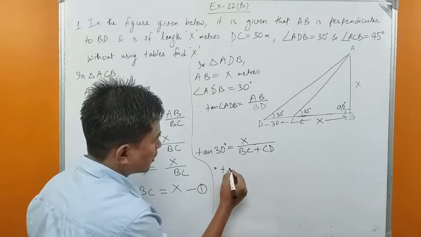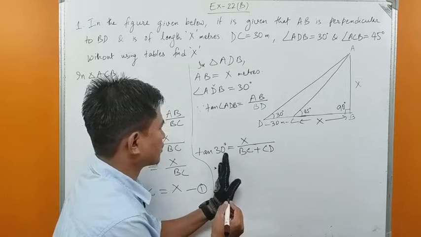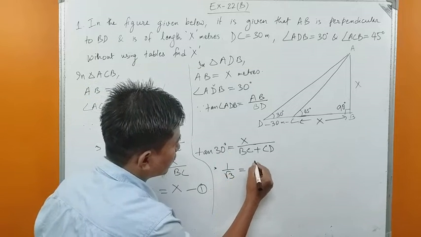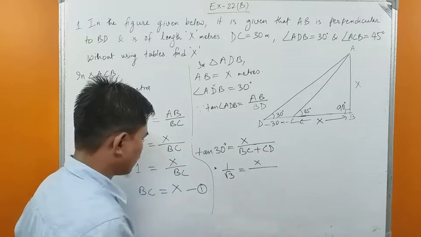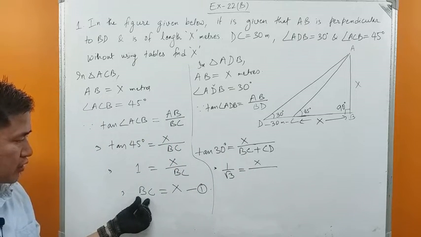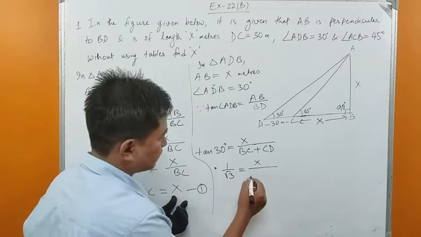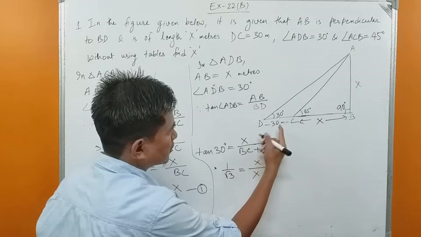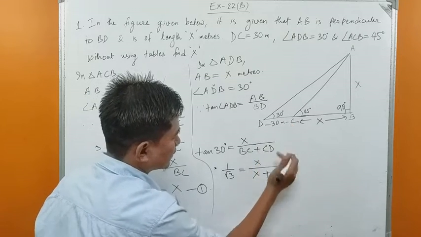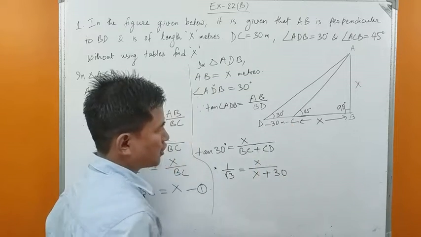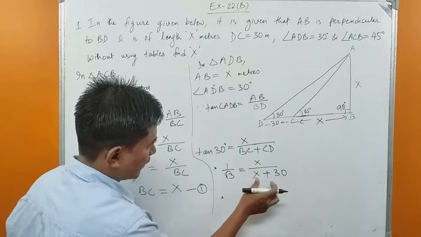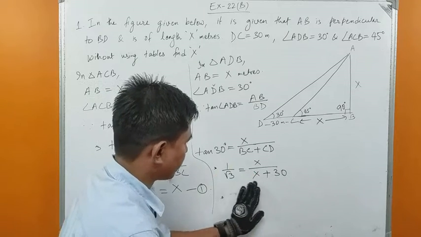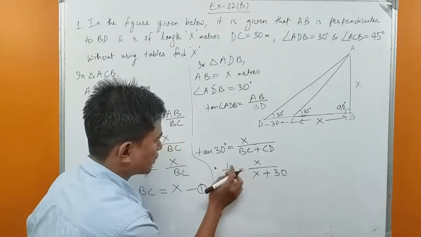Tan 30 degrees means 1 upon root 3. So let us put the value of tan 30 degrees, 1 upon root 3 equals x upon BC. We know the value of BC from equation 1. BC equals x. So we put the value of x plus CD, which is given to us. CD is DC, DC is 30. So now let us cross multiply this. X plus 30 into 1, X plus 30.